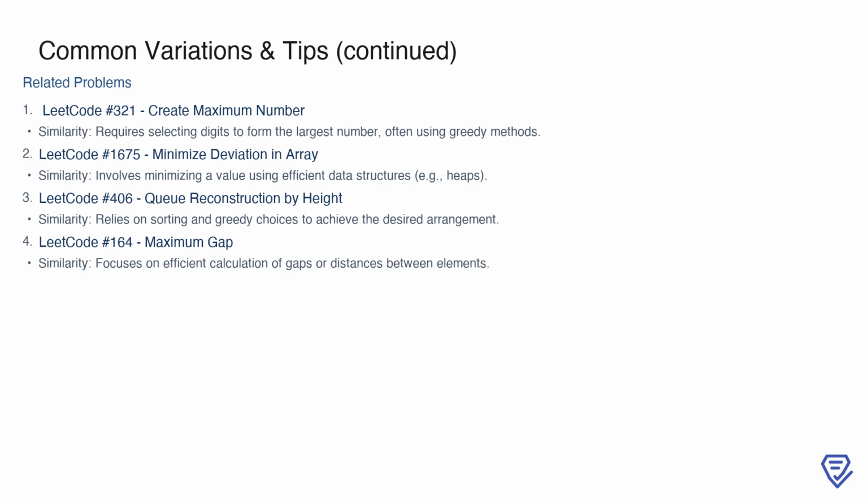Another related problem is LeetCode number 406, Queue Reconstruction by Height, where sorting and greedy choices are used to achieve a specific arrangement. Finally, LeetCode number 164, Maximum Gap, emphasizes efficient calculations over gaps or distances, which aligns with the need to efficiently manage digit positions within constraints. Exploring these problems can deepen your understanding of the concepts and methods relevant to this challenge.